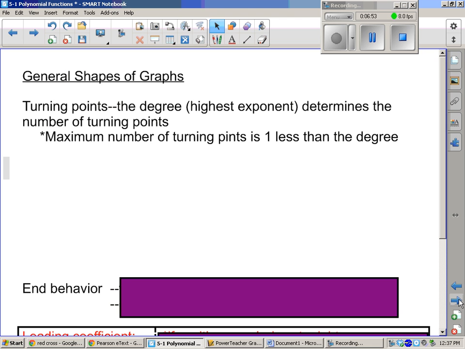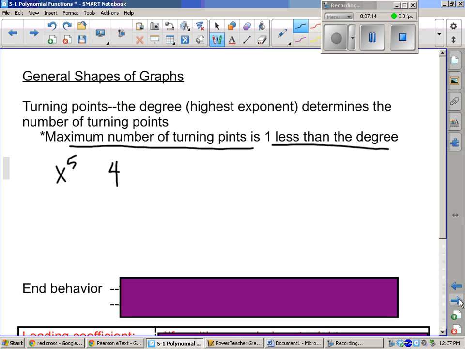Okay, we have the general shapes of the graphs. We have graphs that have turning points. What you have to do is realize that the maximum number of turning points is 1 less than the degree. So if I have x to the 5th power, it's going to have at the most 4 turning points.